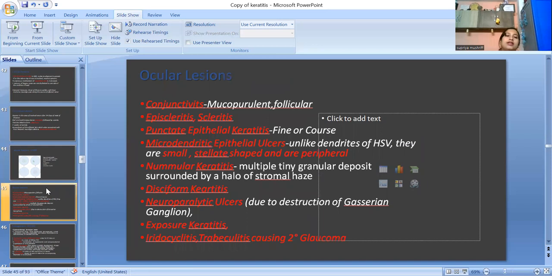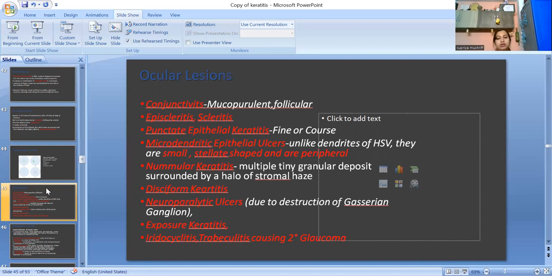The ocular lesion in HZO is conjunctivitis with mucopurulent discharge and follicular reaction. Episcleritis and scleritis can also occur. Punctate epithelial keratitis can be fine. Microdendritic epithelial ulcers, unlike the dendrites of HSV, are very small, stellate in shape, and peripheral. Nummular keratitis shows multiple tiny granular deposits surrounded by a halo of stromal haze. Disciform keratitis can also be seen in HZO.